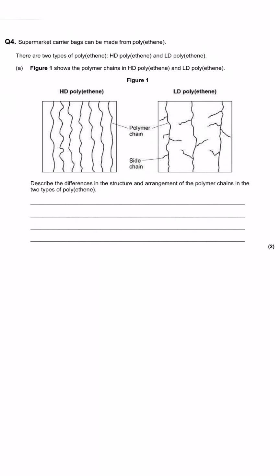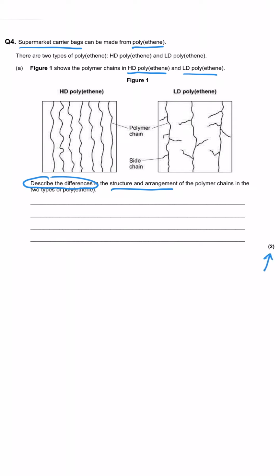The final question we're going to take a look at starts by introducing the focus, which is about carrier bags made from polythene. So we've got a question on the first page here, which is comparing the structures, and on the next page we'll look at a life cycle assessment question. So we are discussing high density polythene and low density polythene. We've been given 2 diagrams, and we've been asked to describe the differences in the structure and the arrangement of the polymer chains, and we're getting 2 marks for doing this.